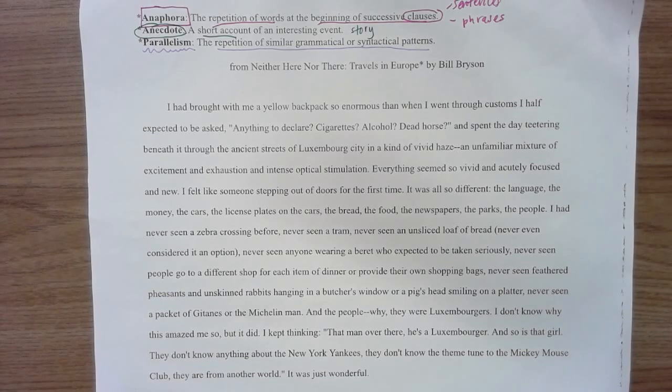The language, the money, the cars, the license plates on the cars, the bread, the food, the newspapers, the parks, the people. I had never seen a zebra crossing before, never seen a tram, never seen an unsliced loaf of bread, never even considered it an option, never seen anyone wearing a beret who expected to be taken seriously, never seen people go to a different shop for each item of dinner or provide their own shopping bags, never seen feathered pheasants and unskinned rabbits hanging in a butcher's window or a pig's head smiling on a platter, never seen a packet of guitons or the Michelin Man.